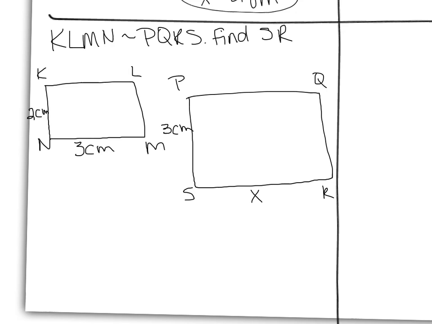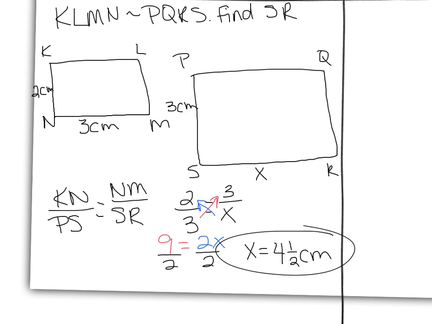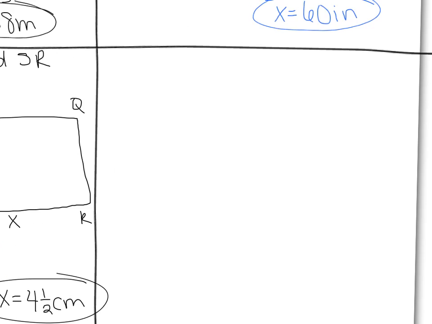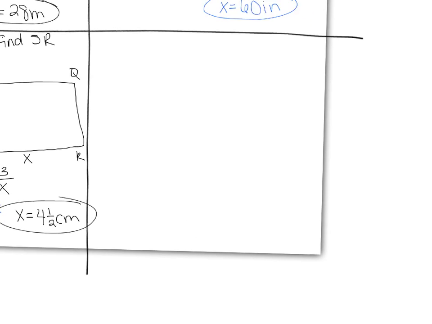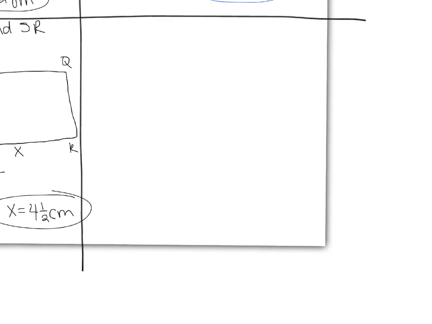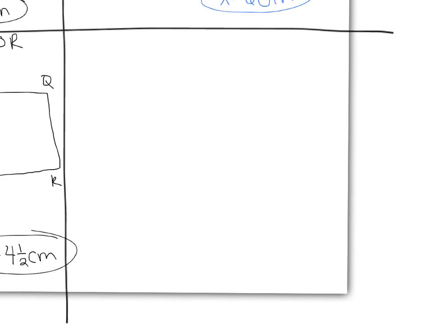Okay, so go ahead and pause the video, set up your proportion, and then go ahead and solve for X. Alright, you should have ended up with X equals 4 1/2 centimeters. Okay, this last one's going to be just a little bit different, so we're going to work this one out together. This one we're going to have to use a little bit more thinking to do.